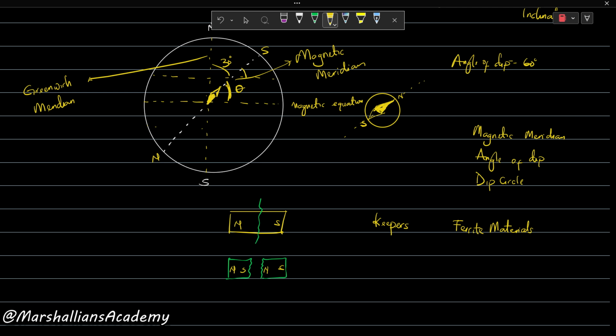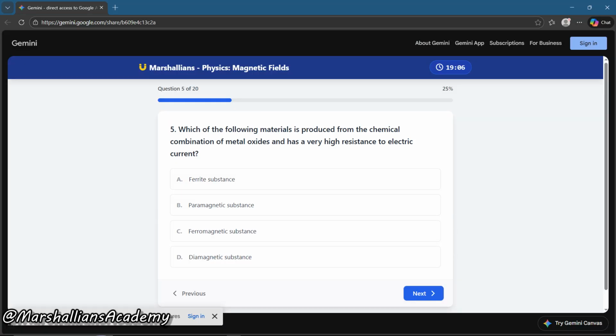Did you understand it? The reason why they don't respond to a magnetic field is because there's a very high resistance to electric current. How is electric current related? Remember our discussion where we said once current flows through a conductor, a magnetic field is created around the conductor. So if this doesn't allow current to flow, then there's no way a magnetic field can pass through this material or be created around it. Do you understand? Their resistance to the magnetic field, we call them ferrite substances.